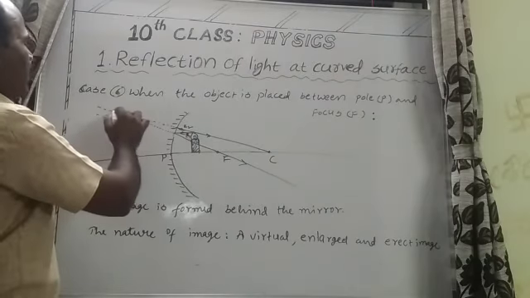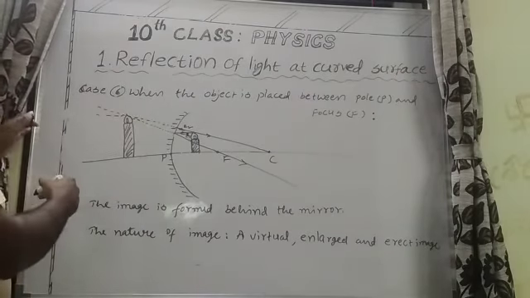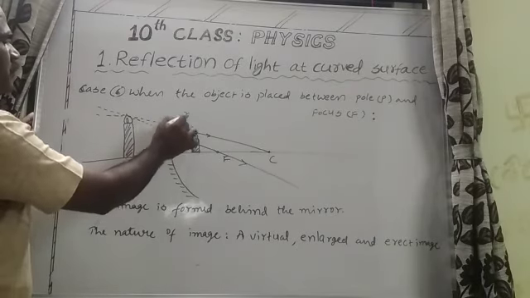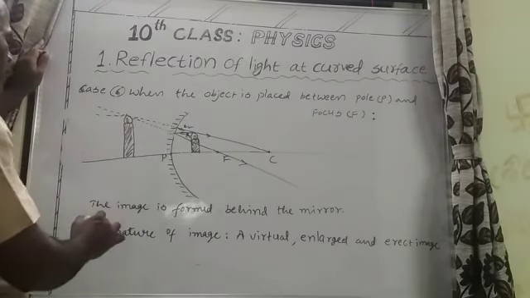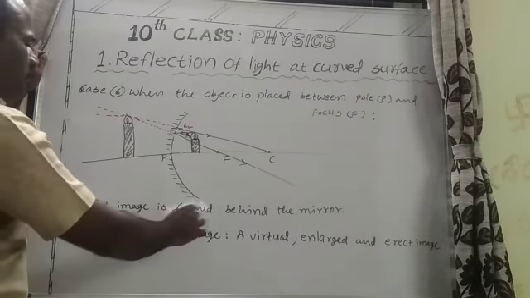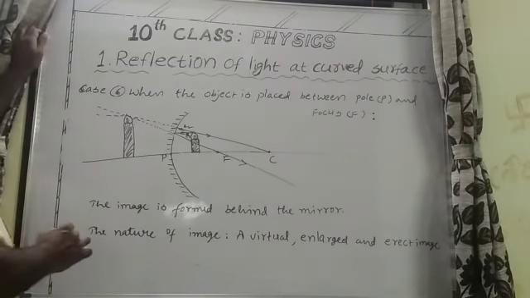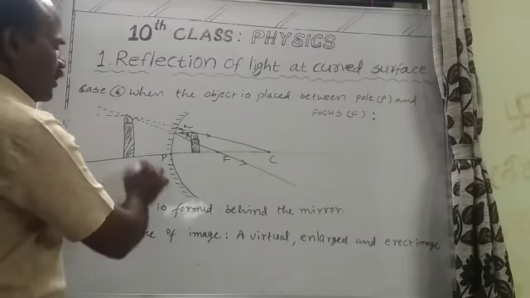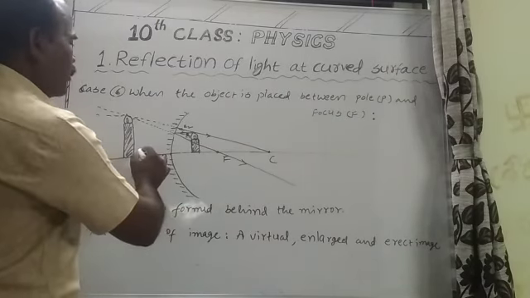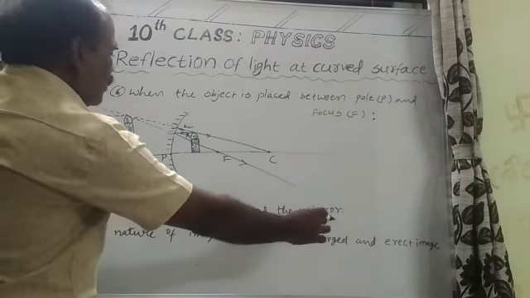These two rays intersect at one common point, backside of the mirror. So it is called a virtual image. The image formed behind the mirror is known as the virtual image. The nature of the image is a virtual image, enlarged, that means larger than the object, and erect image.